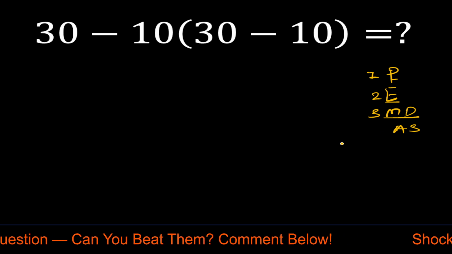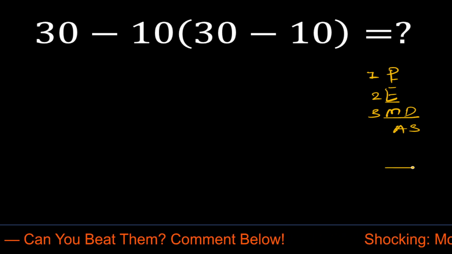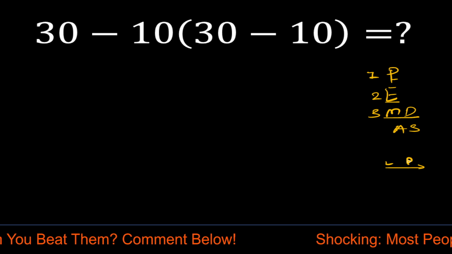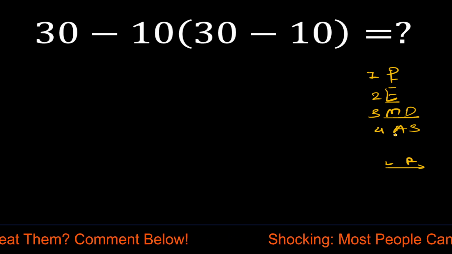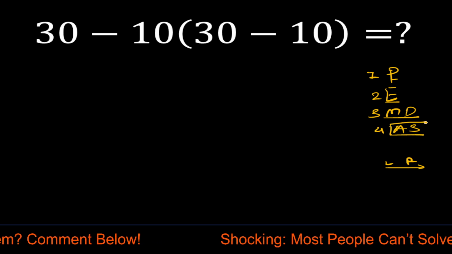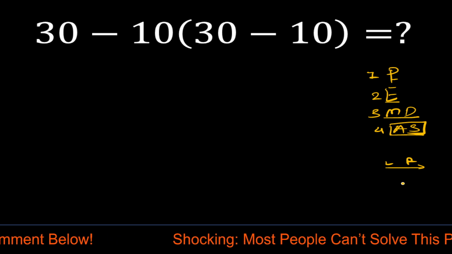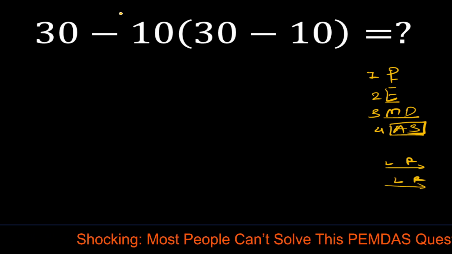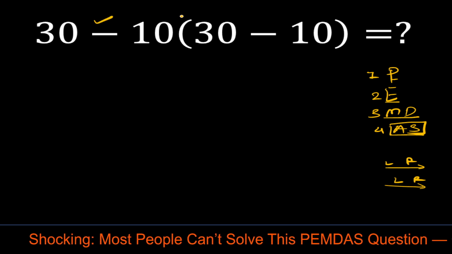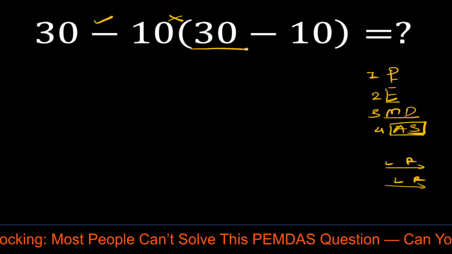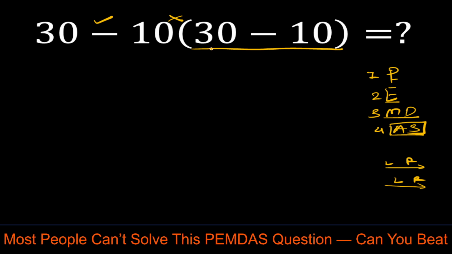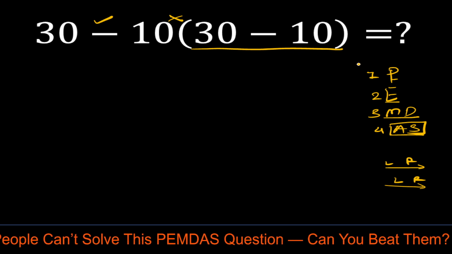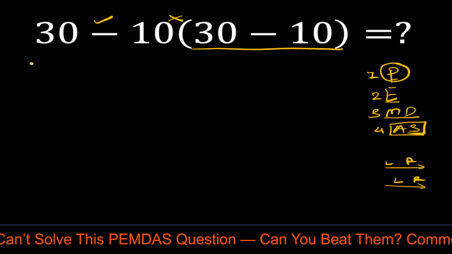Here multiplication and division both have equal priority, so we have to solve it from left to right. And fourth and last priority is addition and subtraction. Also addition and subtraction both have equal priority, so we have to solve it from left to right. So here we have one subtraction, here multiplication, here we have one parenthesis. So according to PEMDAS, first we have to solve parenthesis, right?